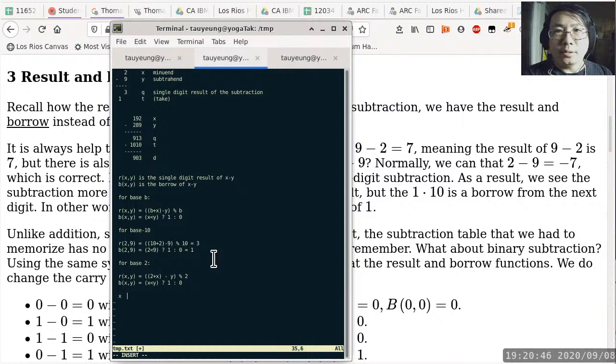So we have x, we have y. X is our minuend, y is our subtrahend. So now we look at Rxy, and then we'll look at Bxy over here. So this is just a table. X can be 0, x can be 1. While x is 0, y can be a 0, y can be a 1. While x is 1, y can be a 0 or y can be a 1. Just like that.